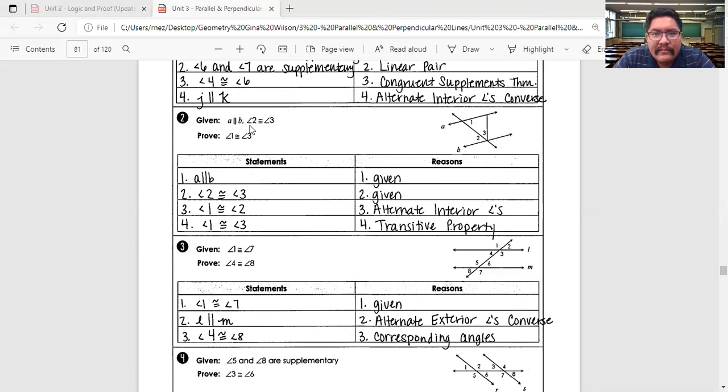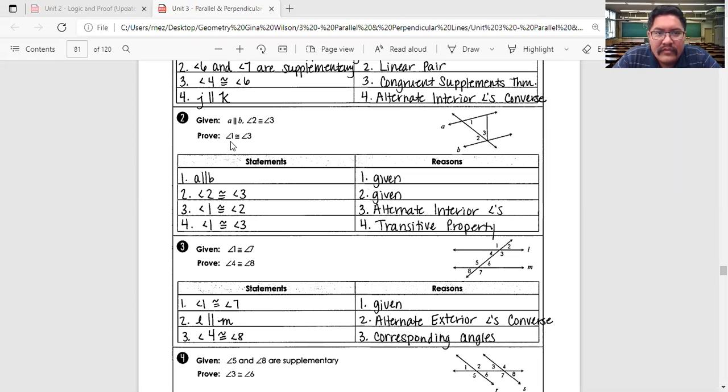Given that A and B are parallel, so A up here and B are parallel. Oh yeah, that's a second given. We have another piece of information given to us: 2 and 3 are congruent. Just keep in mind that these two are the same angle in degrees. So A and B are parallel, that's given, and angle 2 and 3 are also given.